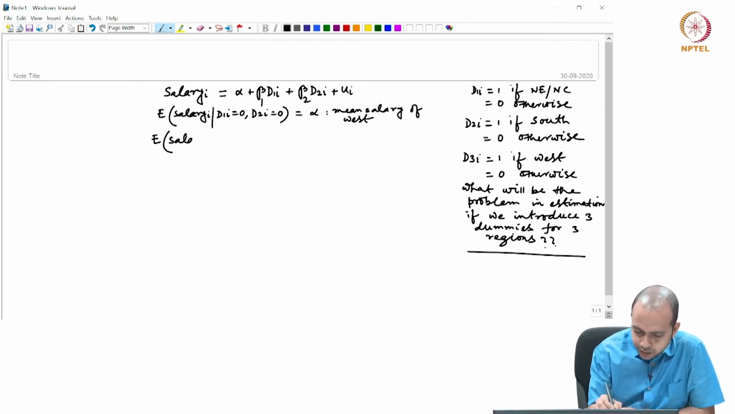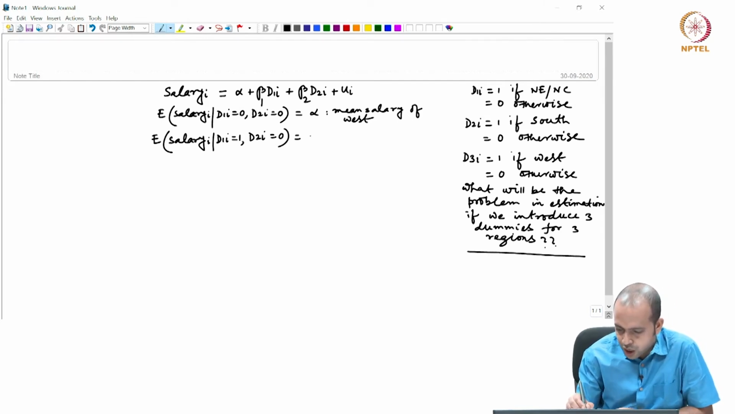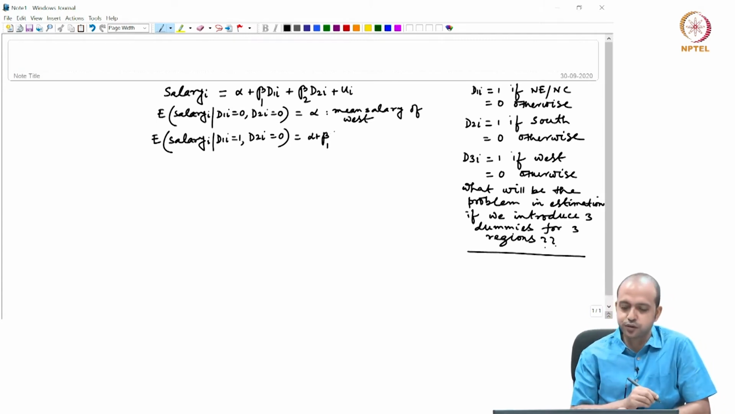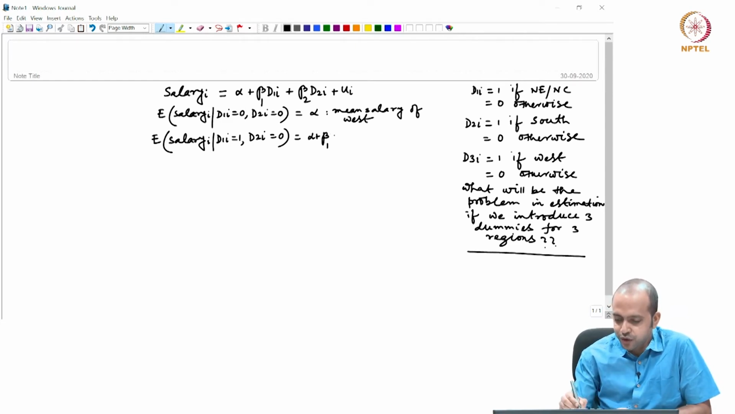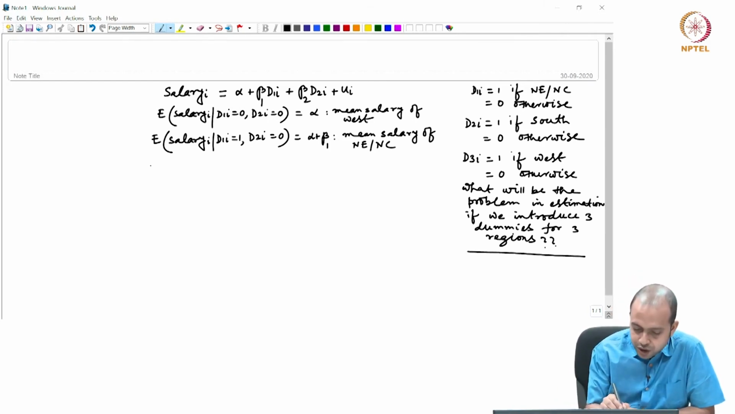Then the expectation of salary given D1i equals 1 but D2i equals 0 will give you alpha plus beta 1. And what would be the interpretation of alpha plus beta 1 then? Alpha plus beta 1 will indicate the mean salary of teachers coming from northeast or north central. That is the interpretation of alpha plus beta 1.